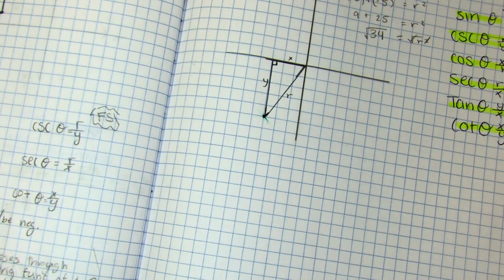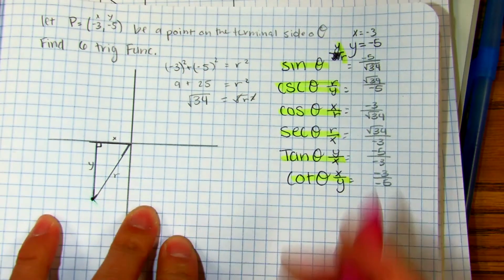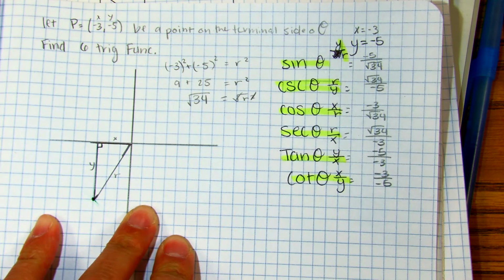Let's take a look at this one. This student wrote down the 6 trig functions, and they wrote them in terms of the letters x, y, and r.